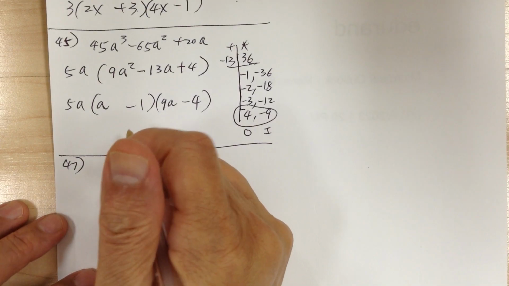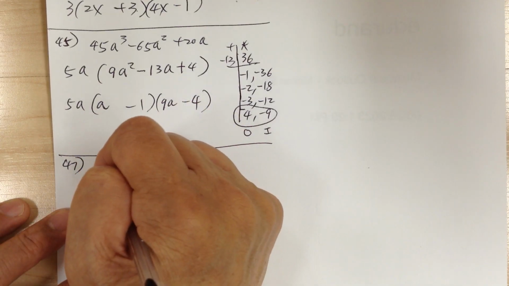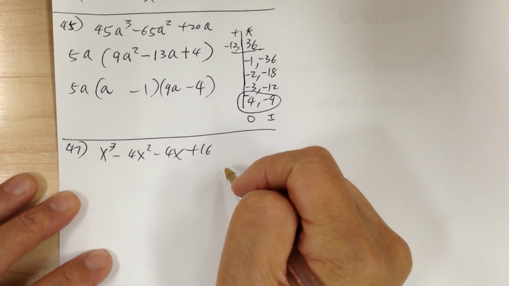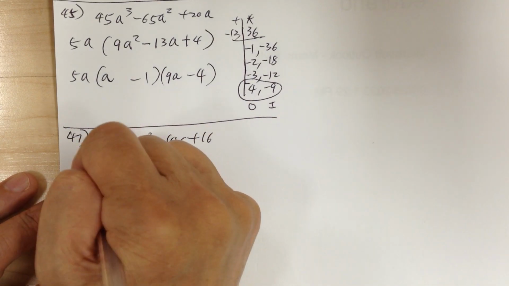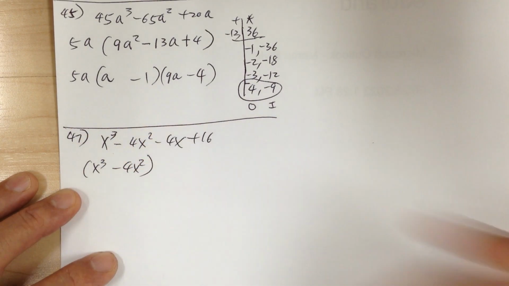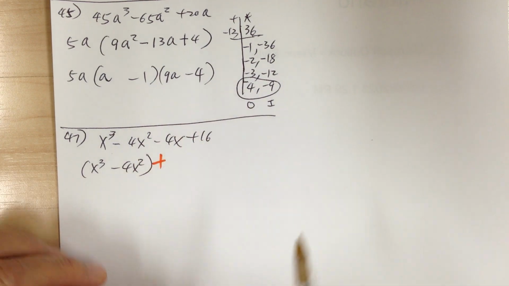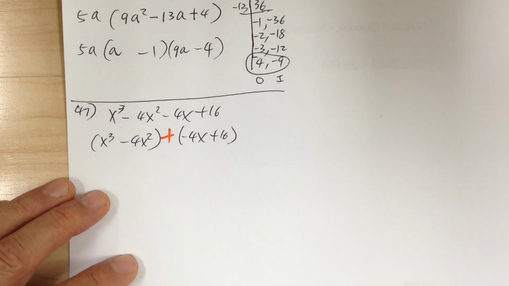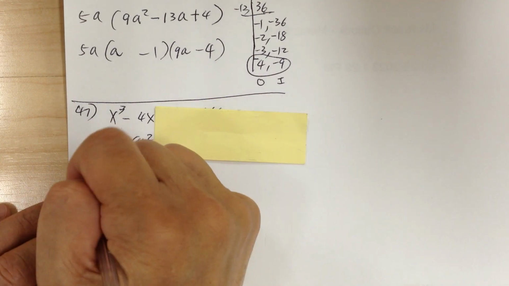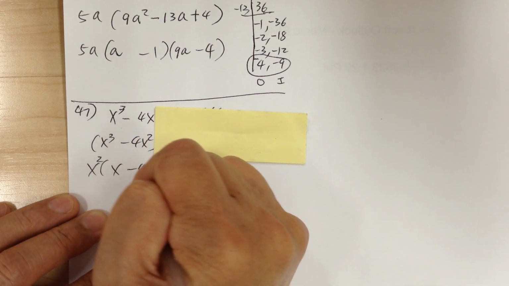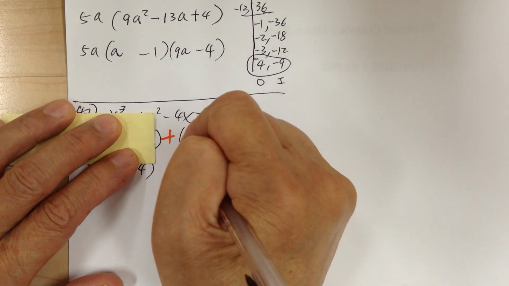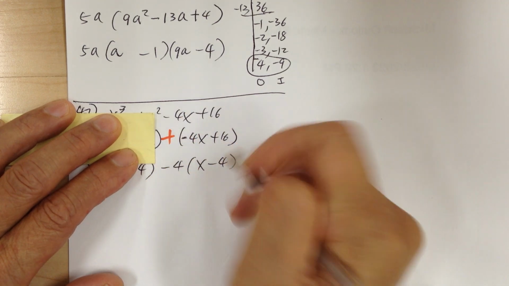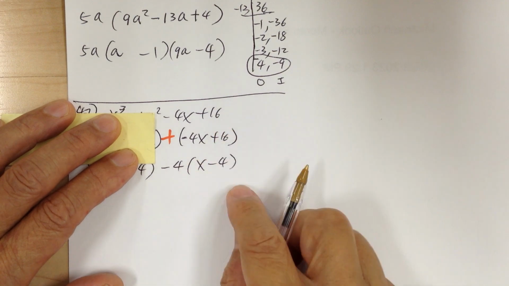Okay, 47. You have x cubed minus 4x squared minus 4x plus 16. Step 1 cannot. Step 2, 4 terms, so that's going to group them. Again, always put a plus between the groups. So you have negative 4x plus 16. The first group, you can factor out the x squared, so you're going to get x minus 4. The second group, remember there's a negative, so you have to factor out the negative 4, so you get x minus 4. Watch out for the sign. Negative times negative will give you positive.